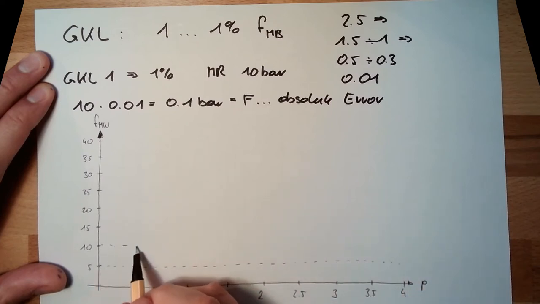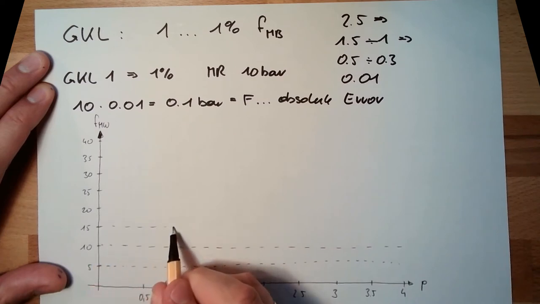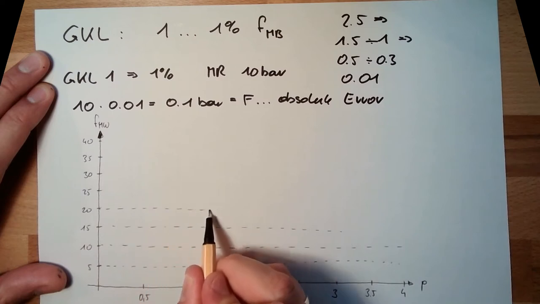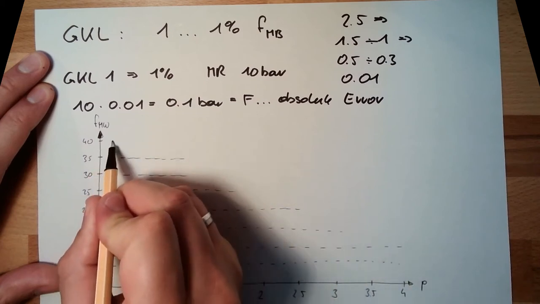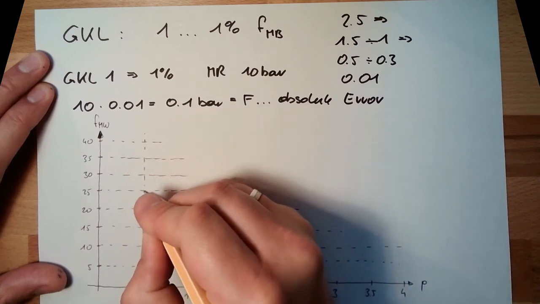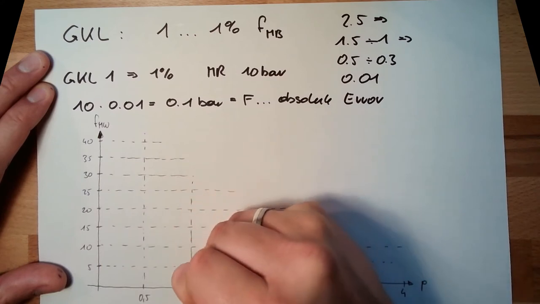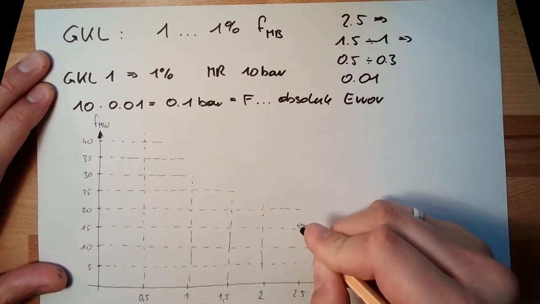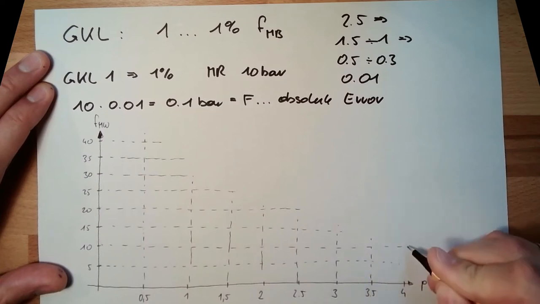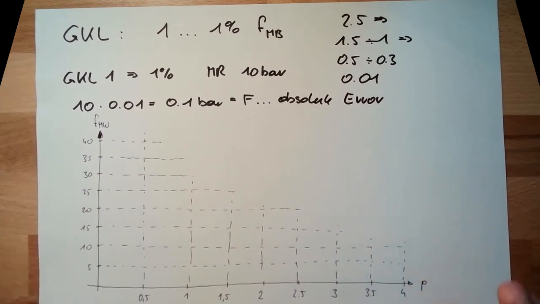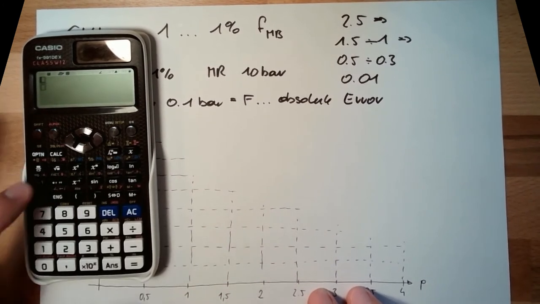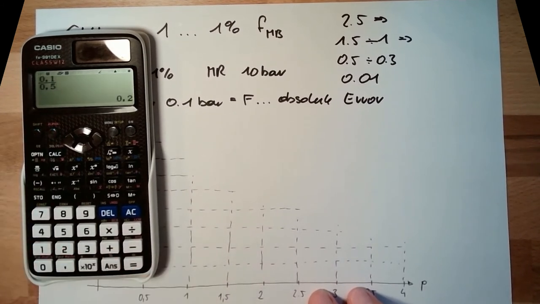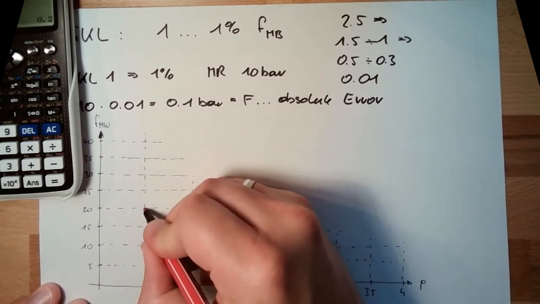I make some helper lines. Some helper lines still missing, these ones. I'm at the end. Okay, so if we only have 0.5 bar, how many percent is this? 0.1 divided by 0.5. Yeah, 20%. So here we are at 20% error.